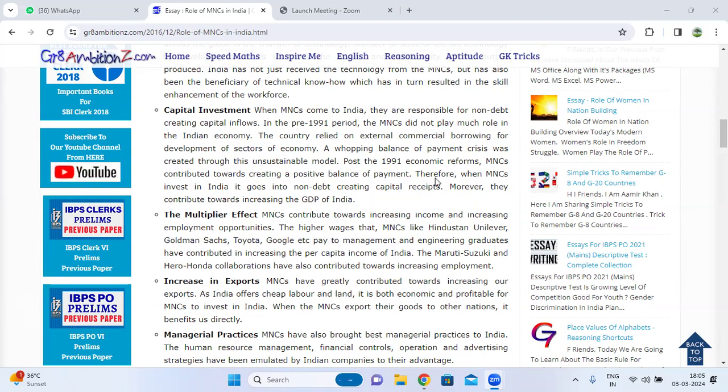When the multinational corporations invest in India, it goes into non-debt creating capital receipts. They also contribute towards increasing the GDP of India. So this is capital investment.